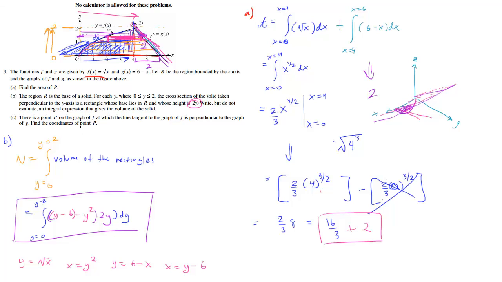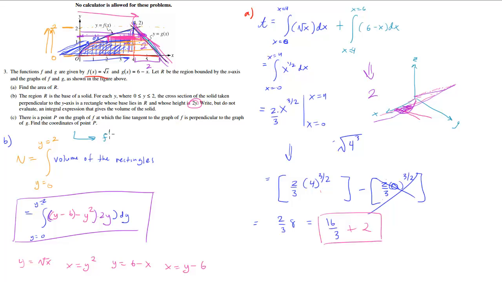Finally, there is a point P on the graph of f at which the line tangent to the graph of f is perpendicular to the graph of g. Find the coordinates of P. Okay, so translating this into math talk, we're trying to find the tangent line. Tangent line should be like derivative, but wait, we were integrating. It's okay, you can still take derivatives.